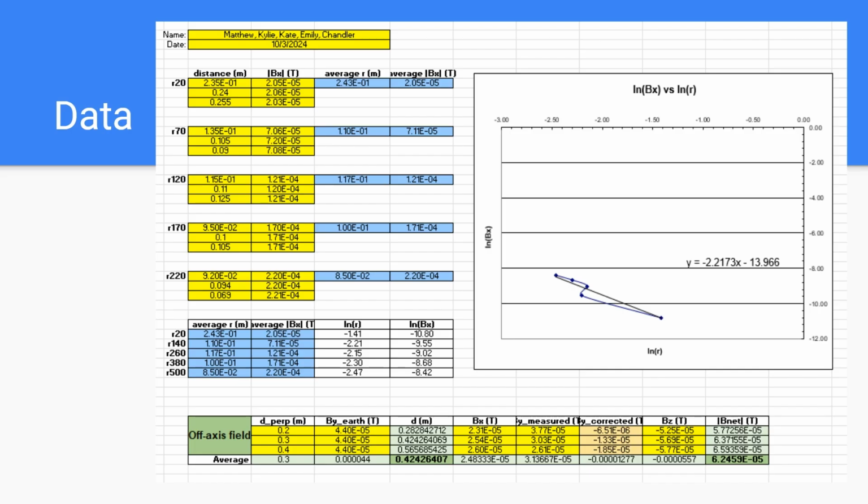Here we can see our graph, and our n value is the slope of the graph, which was negative 2.2173. We can see all the different data that me and my lab group found, my group being myself, Kylie, Kate, Emily, and Chandler.